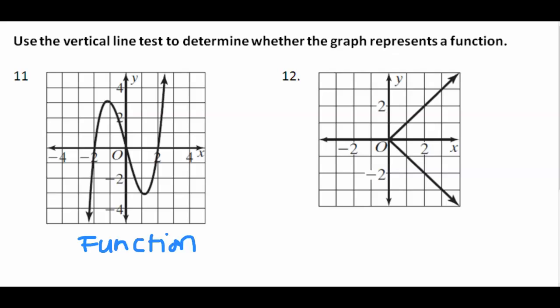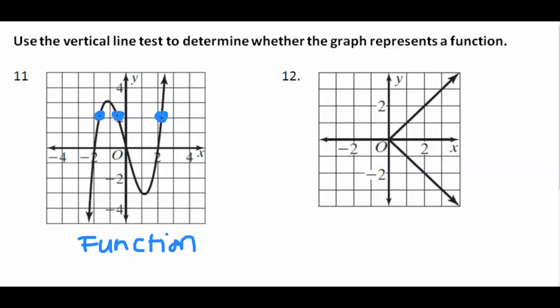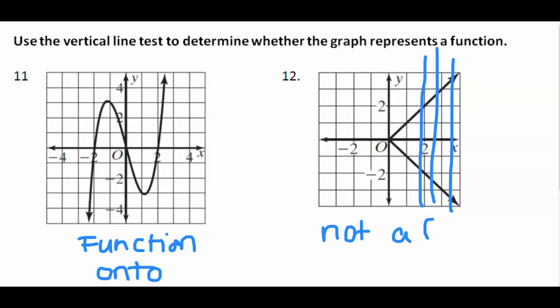To be one-to-one, it has to pass the horizontal line test, which it does not, because if I draw a horizontal line, it hits at 3 points there, 3 points here. So it can pass the horizontal line test sometimes, but fails sometimes. The minute it fails, it's not one-to-one. However, it is onto. And then 12 fails the vertical line test multiple times, therefore not a function.